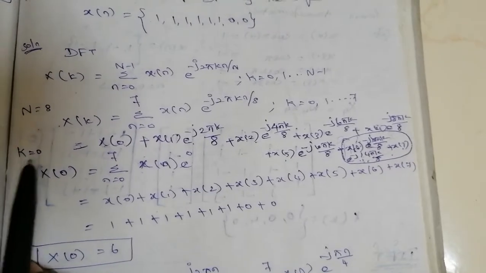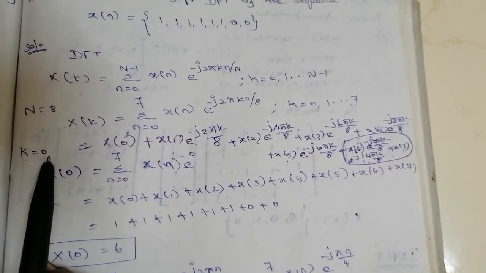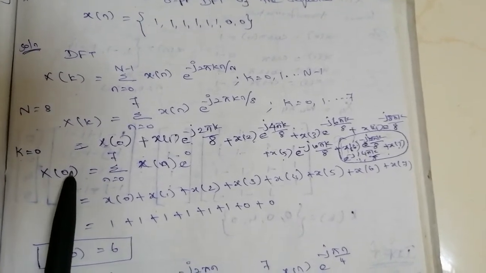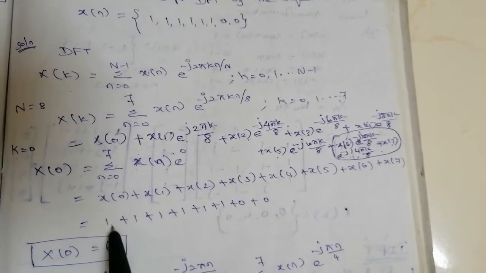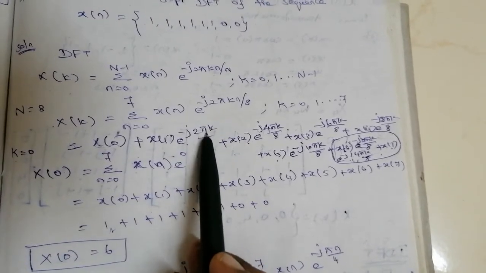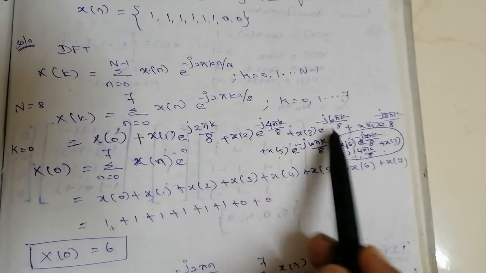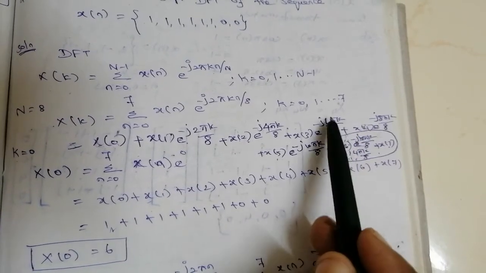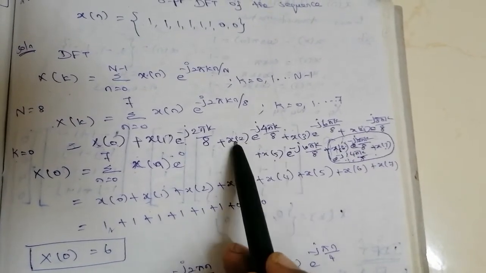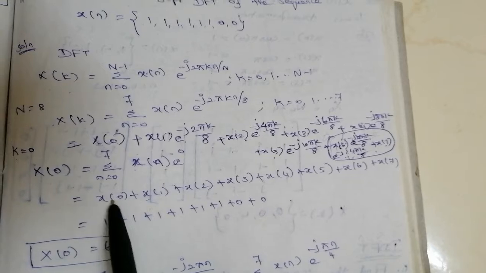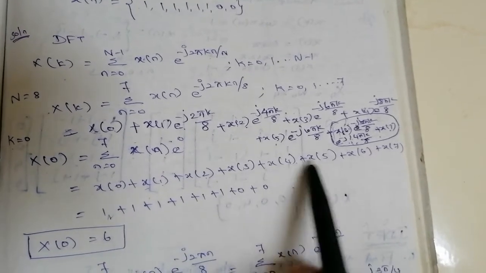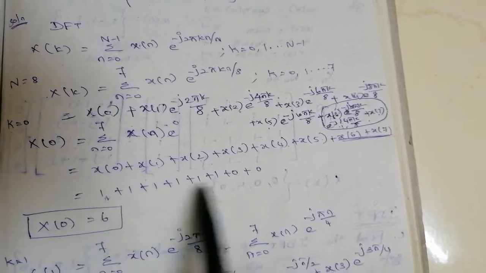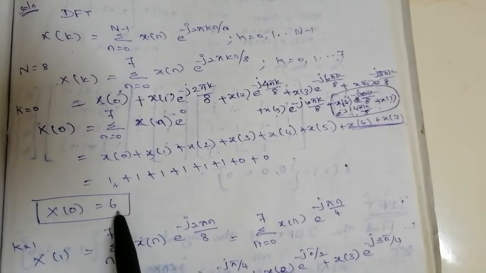Next, substitute k equal to 0 to 7. First, k equal to 0: x of 0 equals x of 0 value 1 plus x of 1 times e power 0, which becomes 1. All the exponential power values are 0, so each term becomes 1, and the 1 is multiplied with the input sequence: x of 0, x of 1, x of 2, x of 3, x of 4, x of 5. These last two terms are 0, so we can remove them. Substituting the input values, we get x of 0 equal to 6.